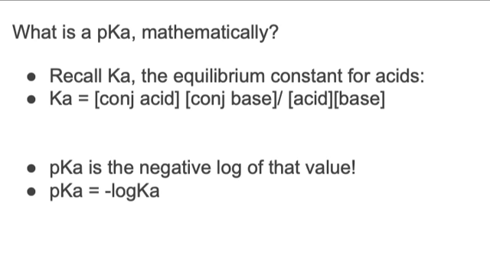Now, if you take the negative log of a large number, you're going to get a small number. So if the pKa is small, that means that the compound is acidic. That will correlate with a very large Ka. So a very large Ka usually means that this is a species that dissociates readily.